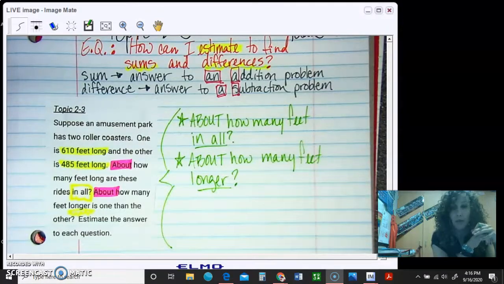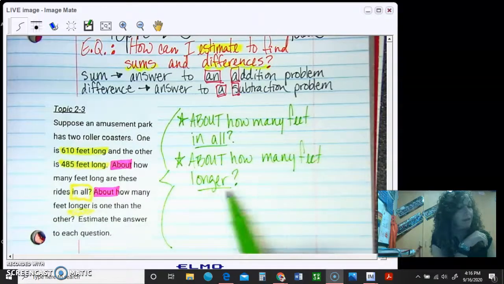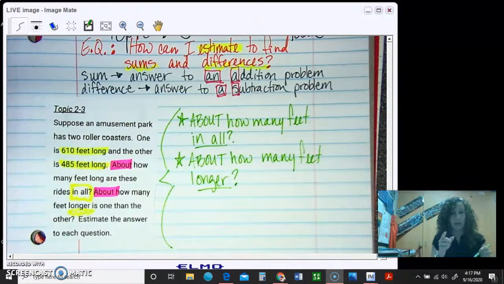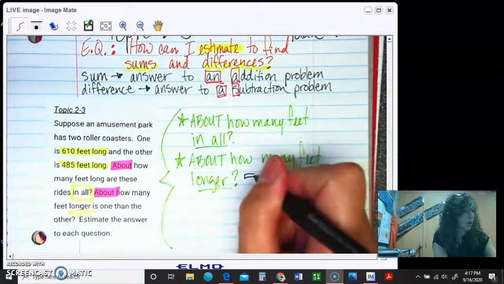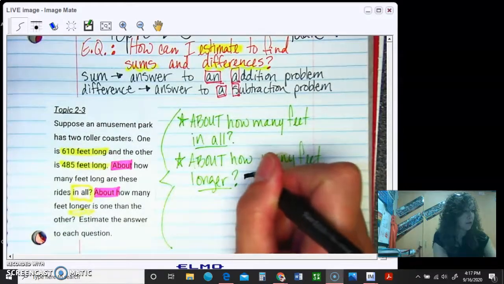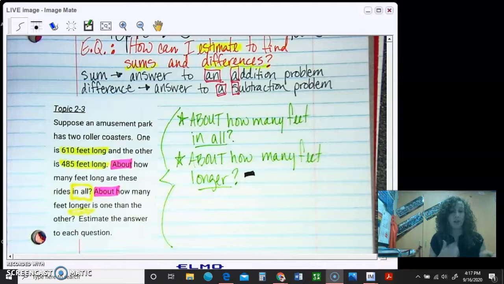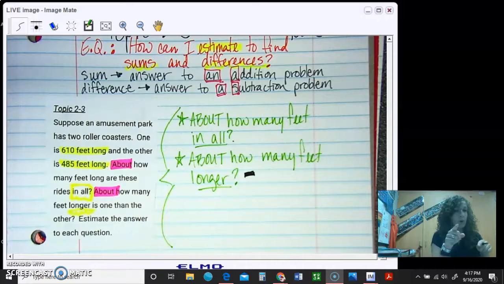Okay, when it's asking about how many feet longer, what is the operation you're going to do? Think about it. Pause, think about it, come back. Welcome back. If you are getting something longer, you are subtracting. Okay? Now what about the "in all"? What operation do you do if you're getting something in all? Pause it, come back after you have the answer. Welcome back.